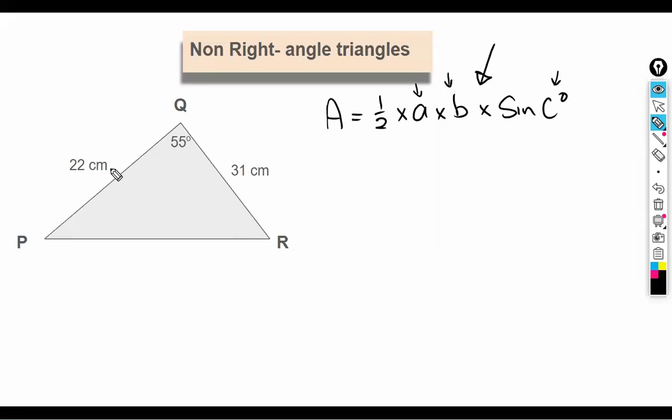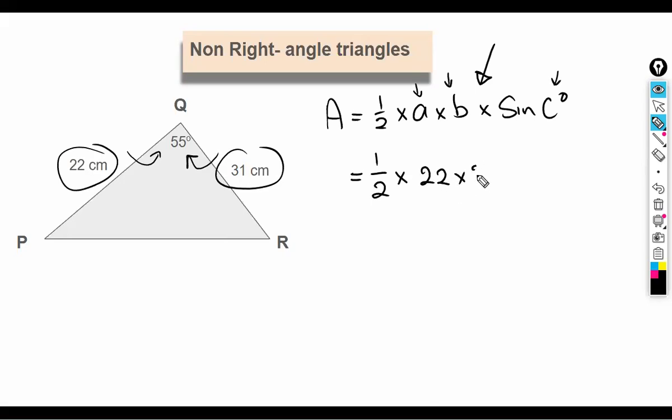And it seems to me we have that. We have two sides and the angle in between. A half by 22 by 31 multiplied by sine C, the angle in between, 55. It's just a matter of typing that straight into the calculator: 0.5 by 22 by 31 by sine 55, and we get 279.33.